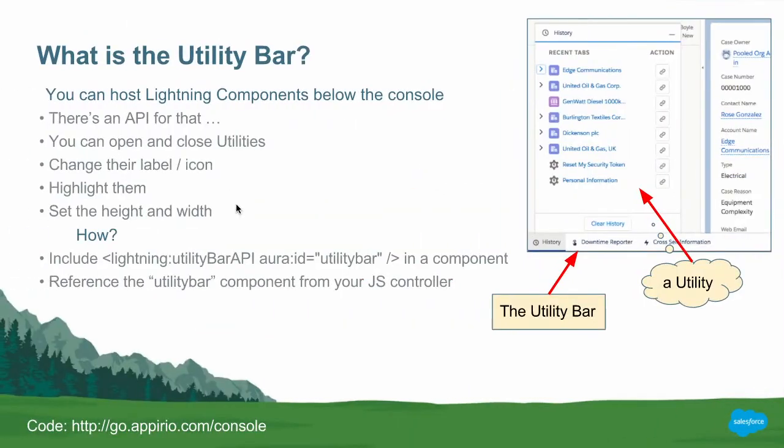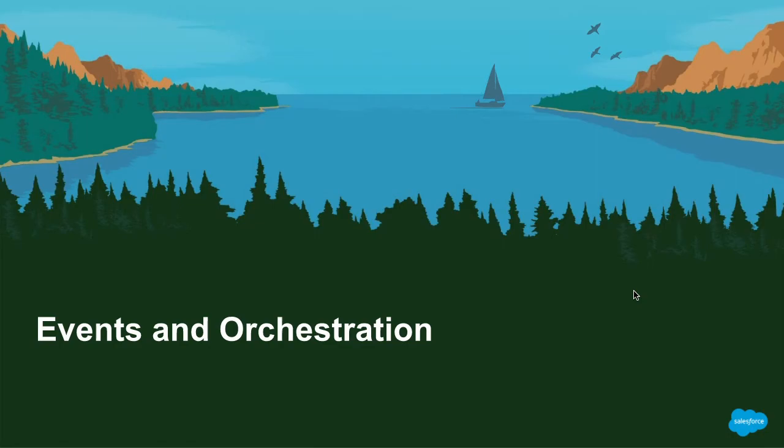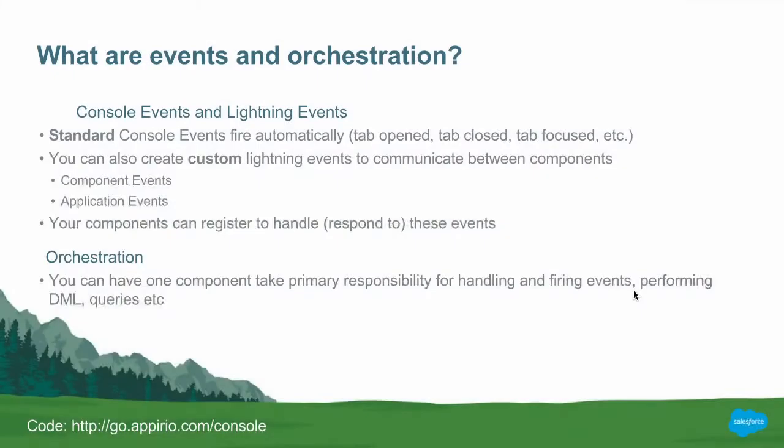Minimize this, go back. So if we hop back to our next topic, this is events and orchestration. And so first and foremost, what are events and what is orchestration? So console events and Lightning events are two different types of events that you can hook into as part of the overall Lightning framework that's out there. You've probably used Lightning events previously.